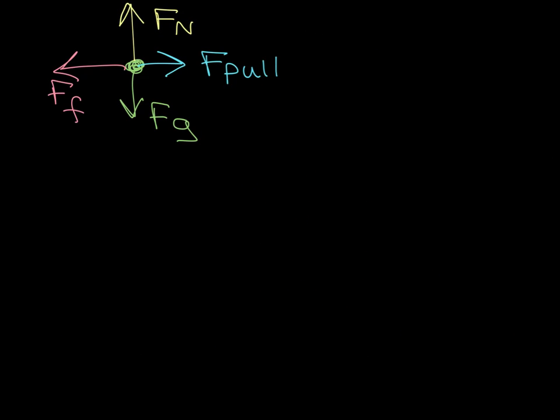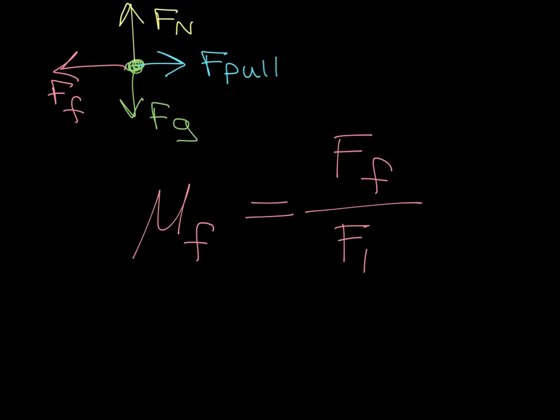Okay, so now the question is, how do we actually figure out what the coefficient of friction is? The coefficient of friction is defined as the ratio of our frictional force to our normal force. So what you're going to have to do is figure out what the normal force needs to be acting on you and what the frictional force is acting on you based on the information from your spring scale, and then calculate your coefficient of friction.